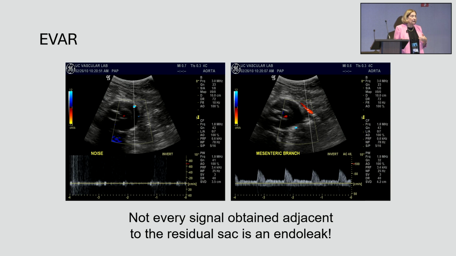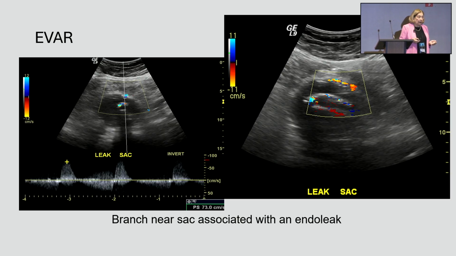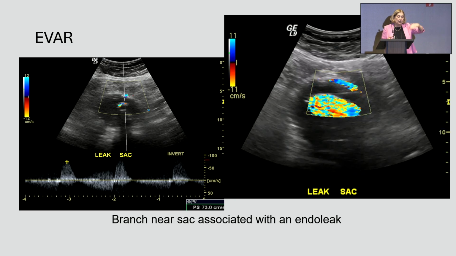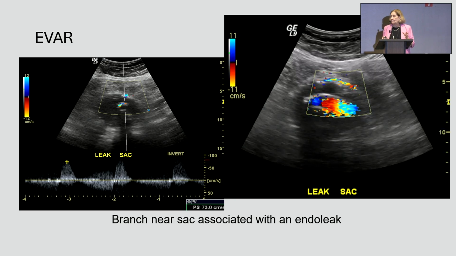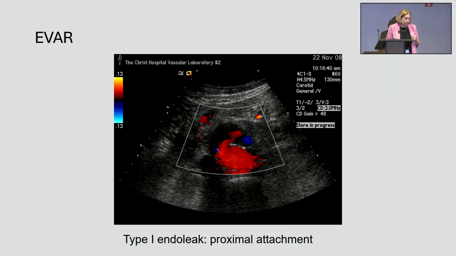Every branch near the sac, if you see branches, and branch leak is a very, very common finding, but there's noise seen on the left-hand screen. That is not an arterial signal. On the other side, we see what looks like a normal arterial waveform. If it's a leak, it's going to do more of the back and forth that you see in the Doppler waveform here, to and fro, and you can even see it in the color. To and fro, to and fro. That's pathognomonic for a leak. Okay?